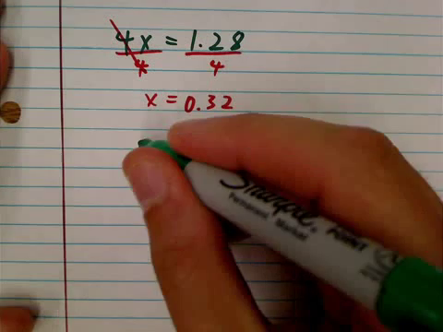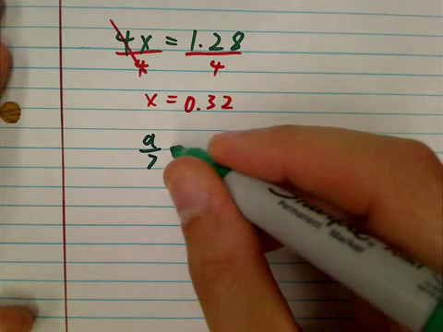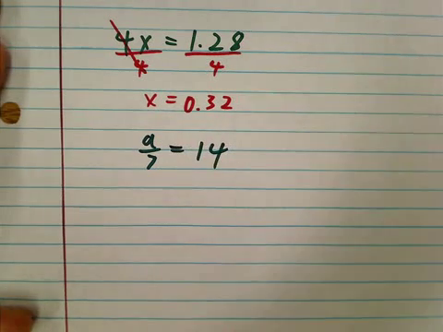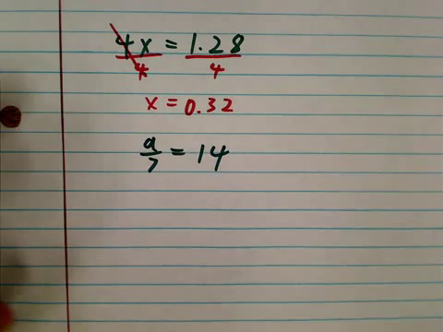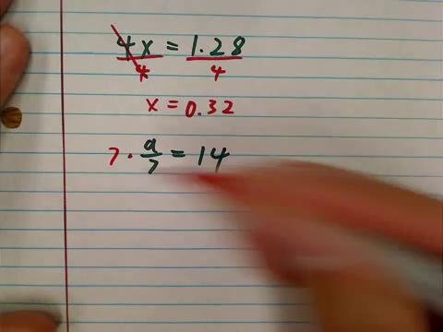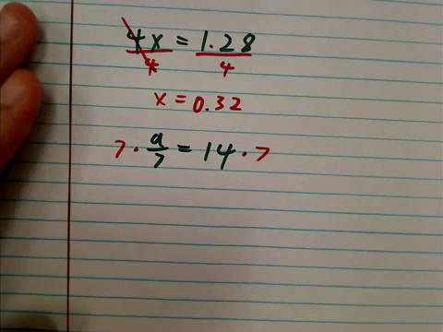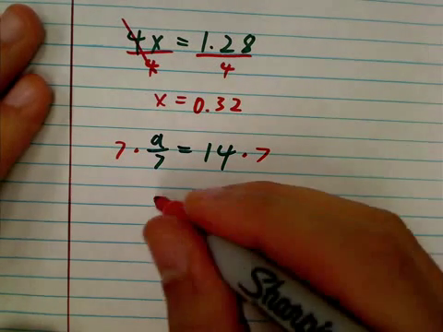A over 7 is equal to 14. Now this is a division problem. I'm dividing by 7, so the opposite of that is to multiply by 7. Okay, so that's going to leave me with A.